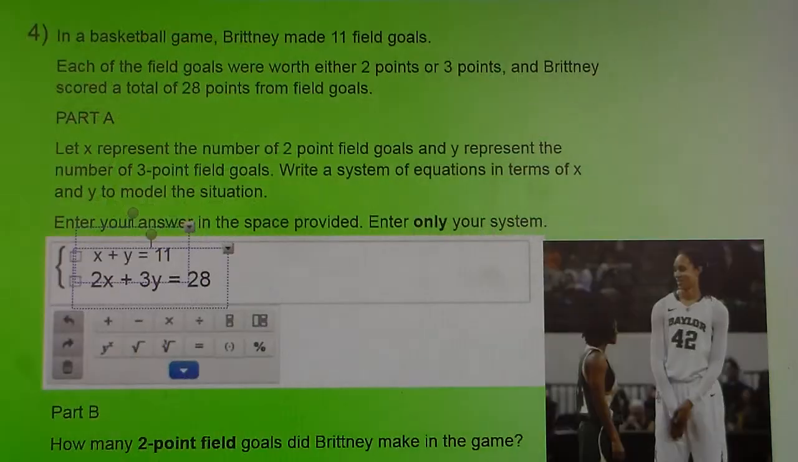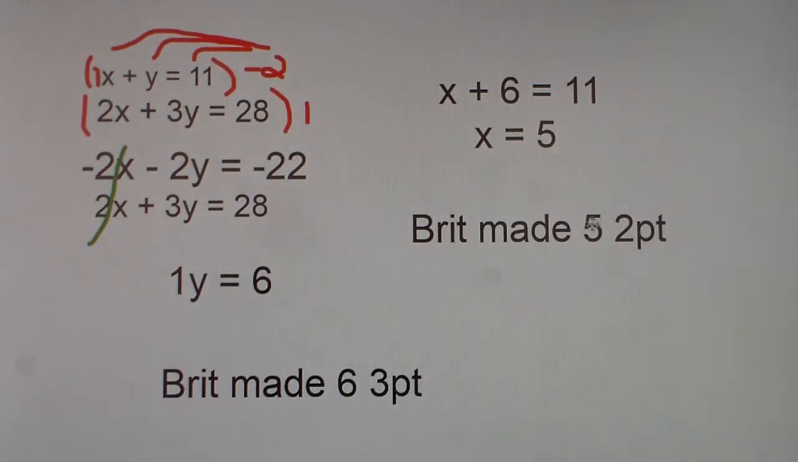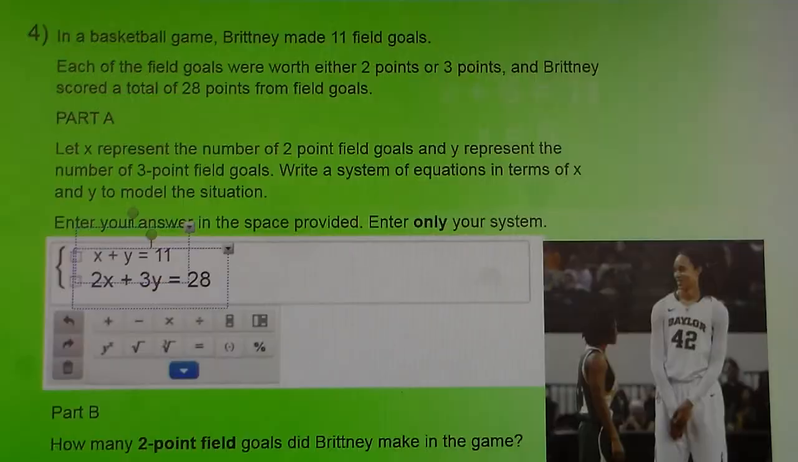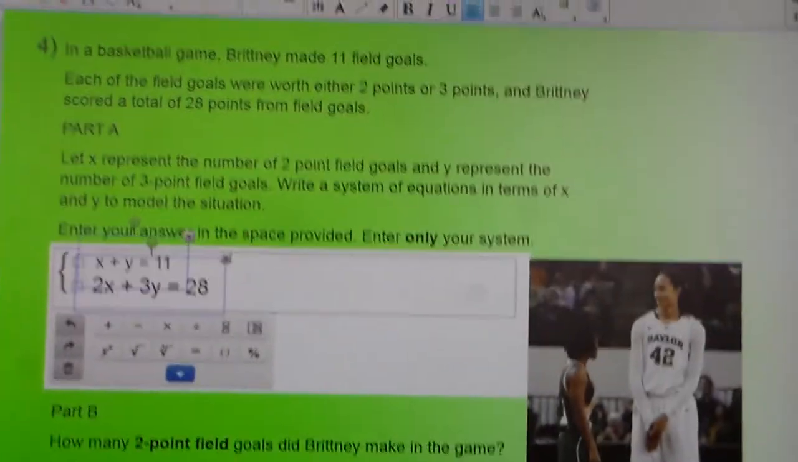I'm going to double check, make sure we answer the question they're asking. They say, how many 2-pointers did Brittany make in a game? So the 2-pointers, she did 5. So you would have to type in 5 down below, right there.